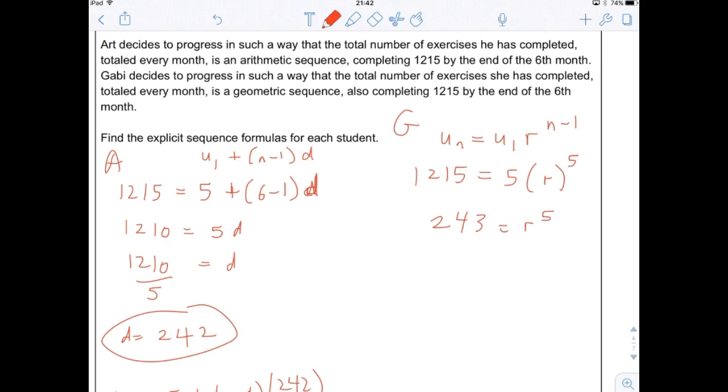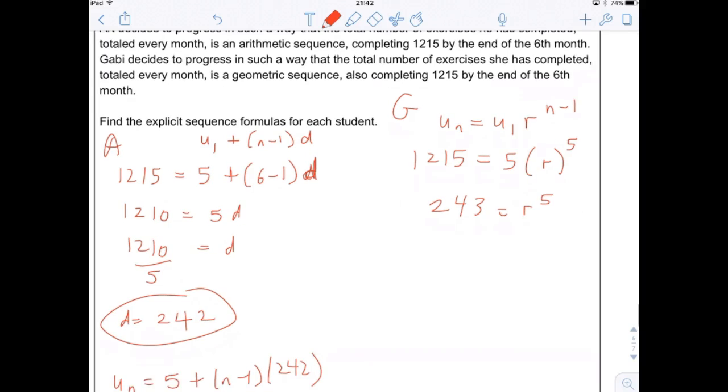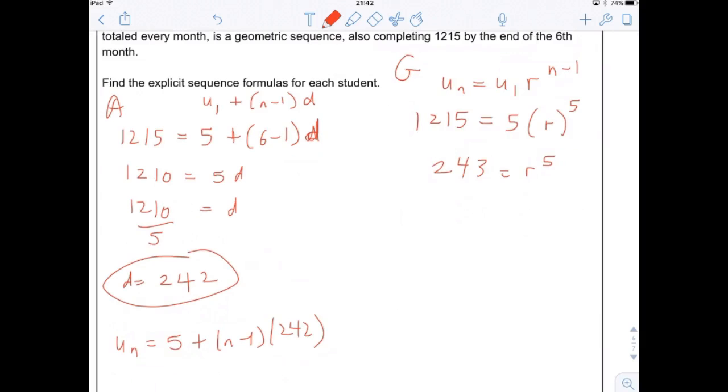So 243 equals r to the 5th. Now we're going to find what is multiplied 5 times to get 243. Is it 2? 2 multiplied by itself 5 times is 4 times 16 times 2. No, it's only 32, so that's not enough. What about 3? What's 3 to the 5th? 3 to the 5th is 81, which is 3 to the 4th, times 3. Hey, that's 243. It worked. So 243 is equal to r to the 5th, and r is equal to 3.